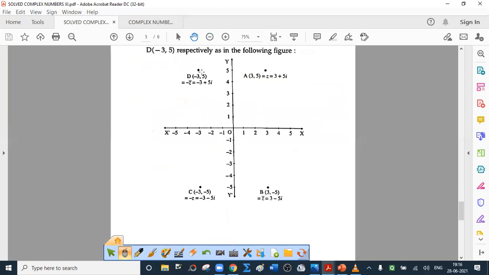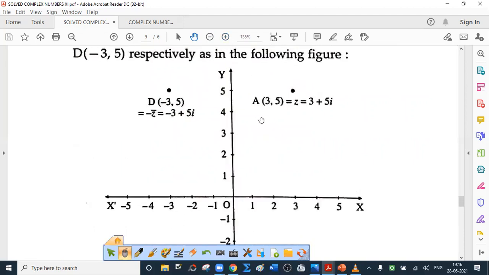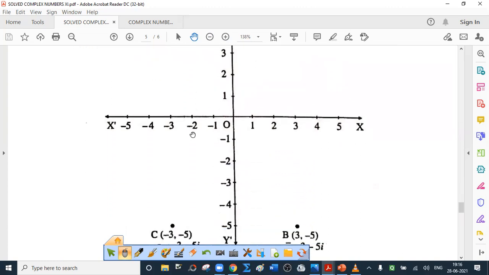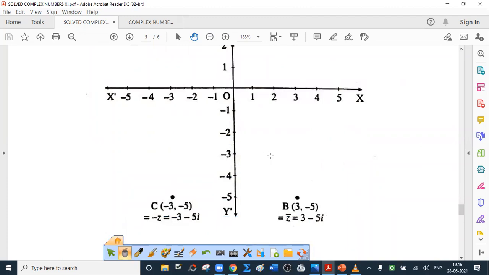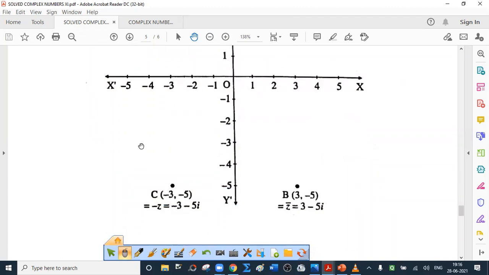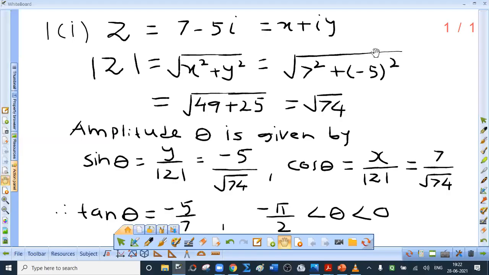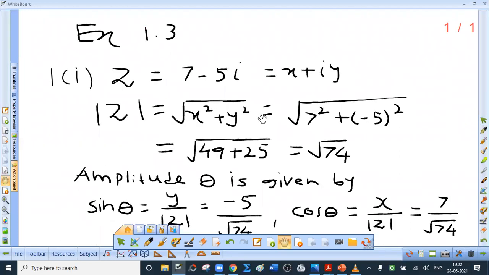See, A, B, C, D. These are the 4 points. Okay, I'll zoom this. See, this is the point A representing z. This is the point D representing minus z bar. This is the point B representing z bar. And this is the point representing minus z. This is from exercise 1.3.